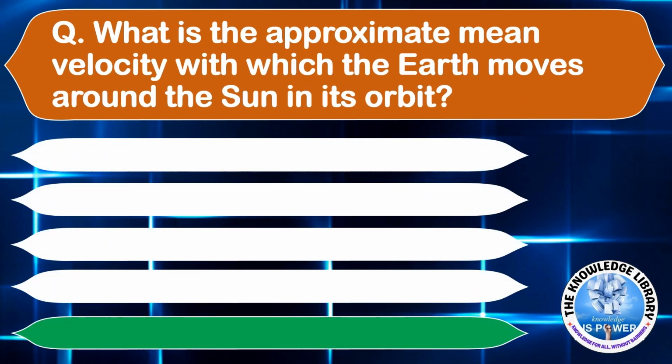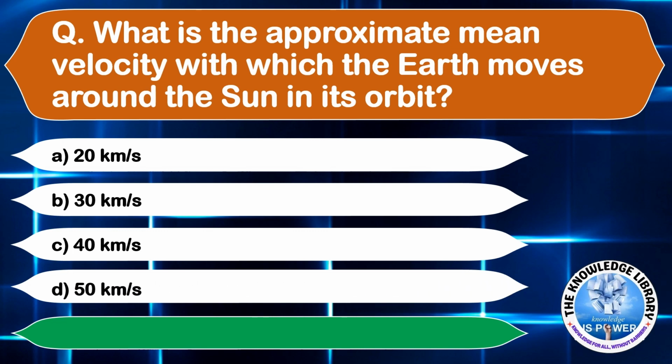What is the approximate mean velocity with which the earth moves around the sun in its orbit? Option A 20 km per second, option B 30 km per second, option C 40 km per second, and option D 50 km per second. So the correct answer is option B 30 km per second. Moving on to the next question.